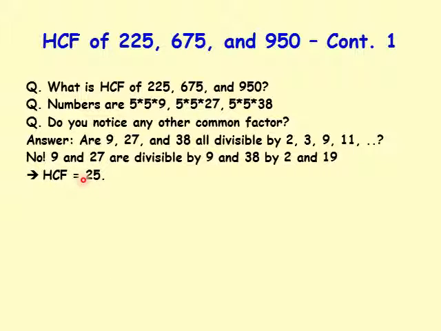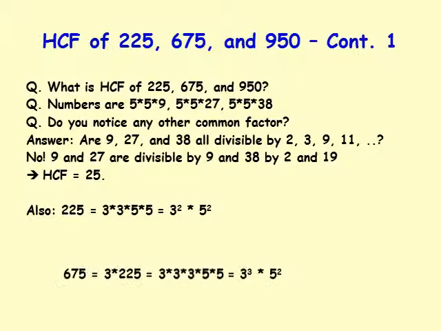So HCF is finally 25 because there are no other common factors. These are the two common factors, 5 and 5. Actually we started with 25 and then we replaced them by the prime factors. Let's continue here. So 225 is 3 times 3 times 5 times 5, 3 squared and 5 squared.